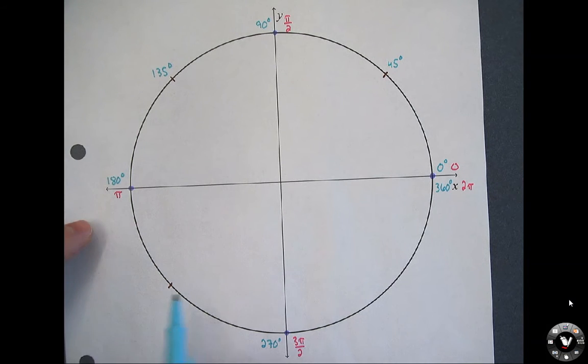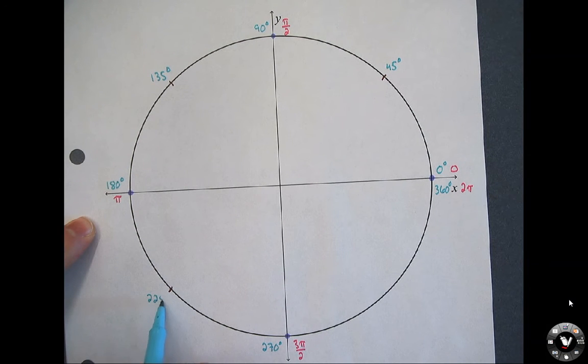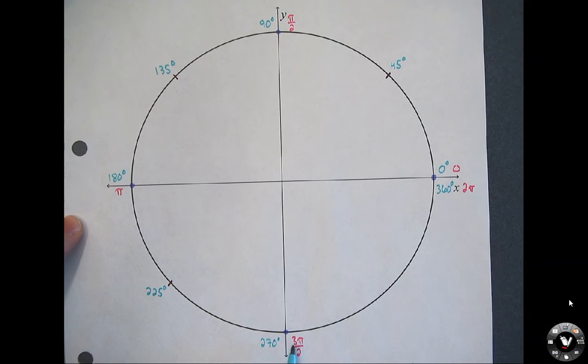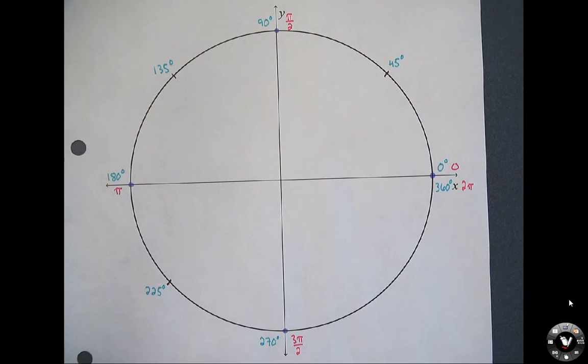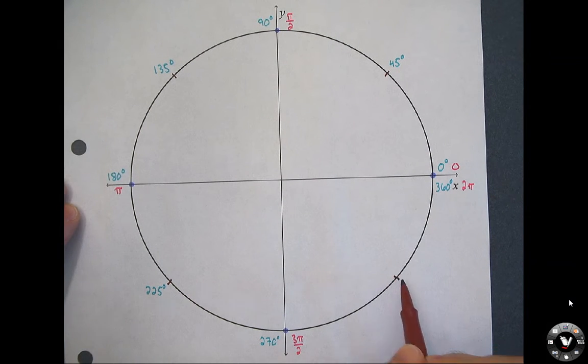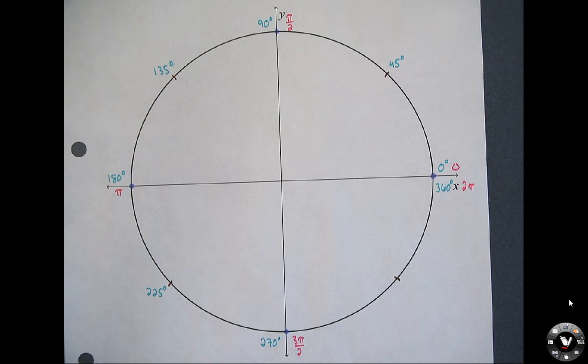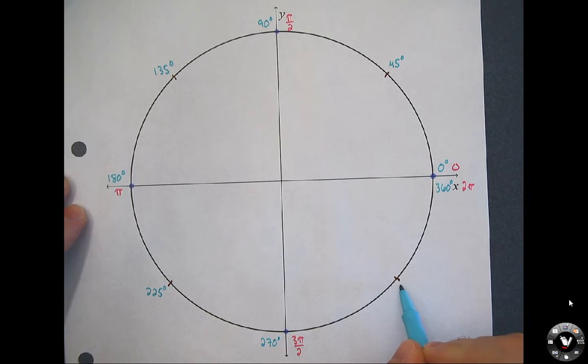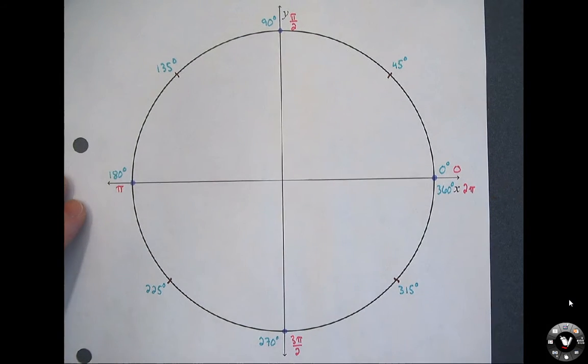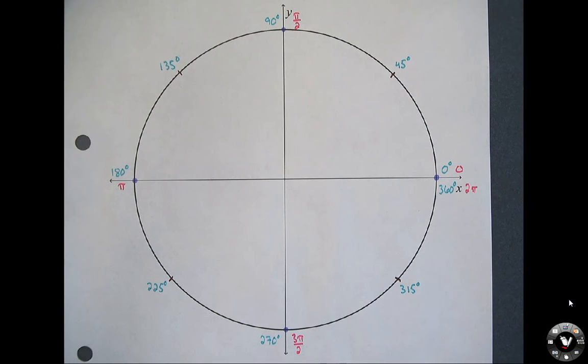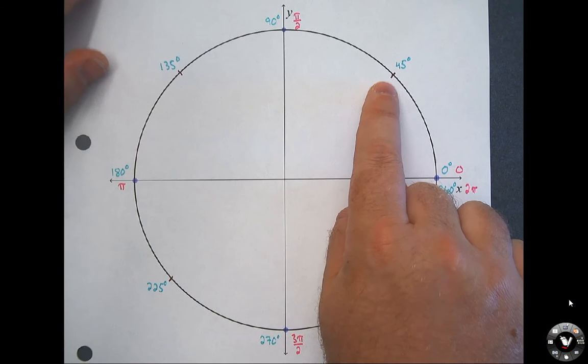So 180 plus 45 is 225 degrees. Then we would go another 45, which is 270 degrees. Another 45, 270 plus 45 would be 315 degrees. 315 degrees plus 45 gets me back to 360. Okay, now let's do that same thing, but do it in radian world. So how do you figure out what this measure is?